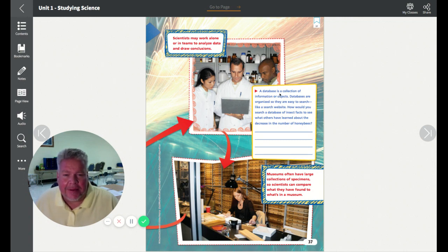Let's look at this. A database is a collection of information or objects. Databases are organized so they are easy to search, like a search website. How do you search a database of insect facts to see what others have learned about the decrease in the number of honeybees?